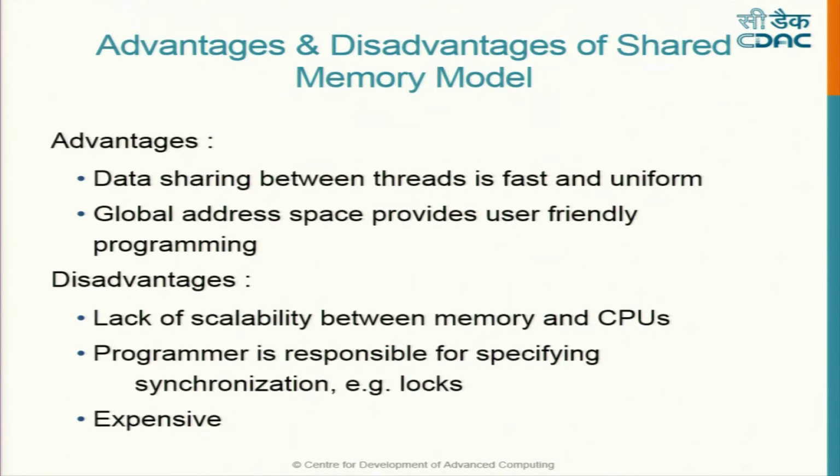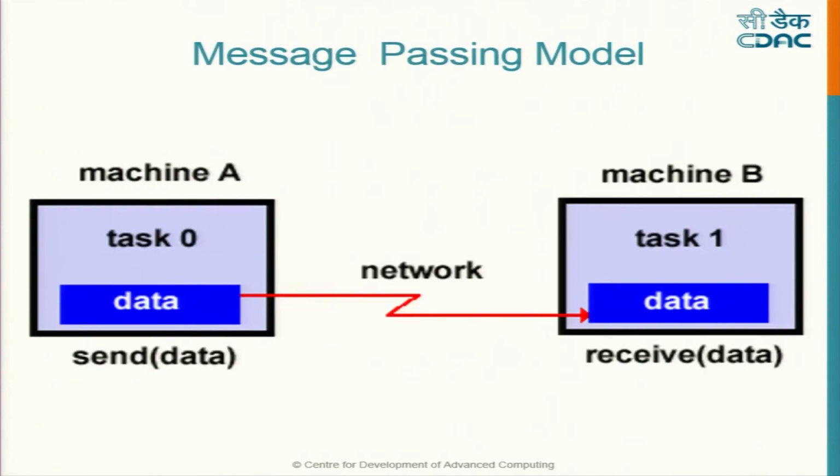Now these are the advantages. The data sharing between threads is fast. One process writes, others can see it. All of them share a single address space, so you have to divide it and allocate it to different processors. The disadvantage is that you cannot build bigger systems, and the programmer has to specify locks. I will explain that in the slides to come.